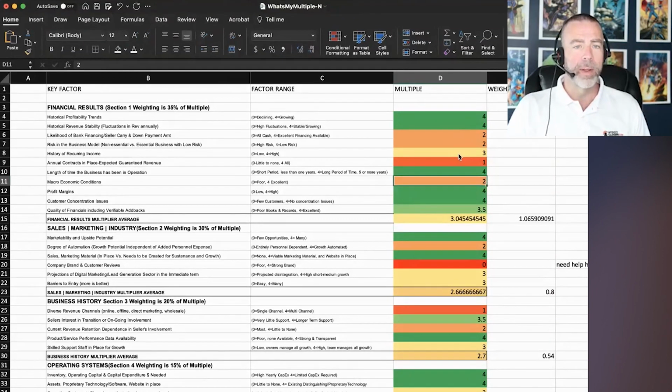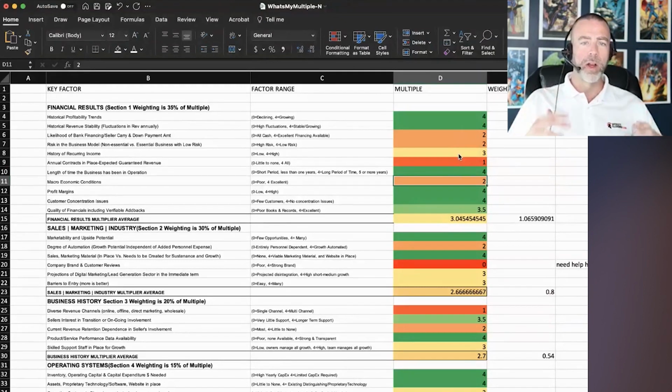The macroeconomic conditions, they're not great right now. So outside of the business, there's other economic conditions that is a little bit outside of the business's control, but we still have to deal with it. So I'm giving the current macroeconomic condition a 2. Profit margins, they're really profitable. They're way over 25% profit margin. They're smoking it right now. I gave them a 4.